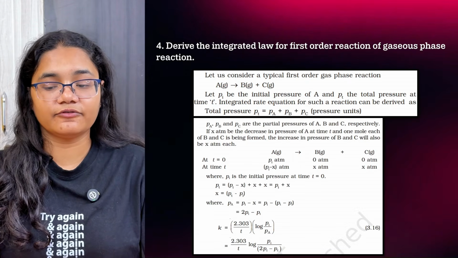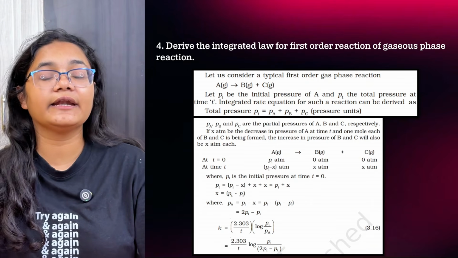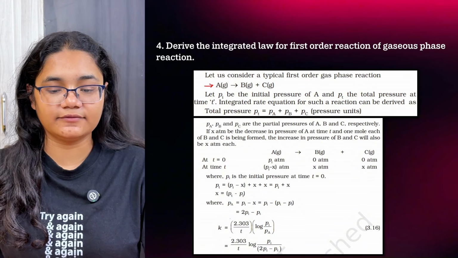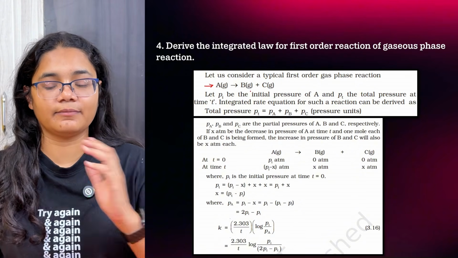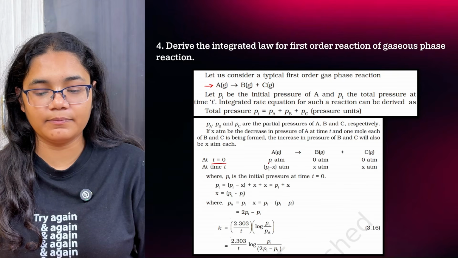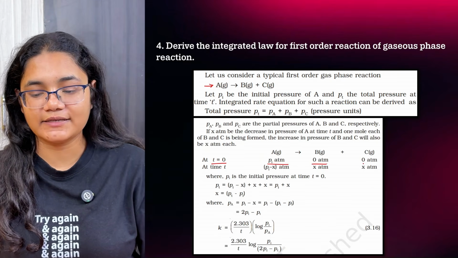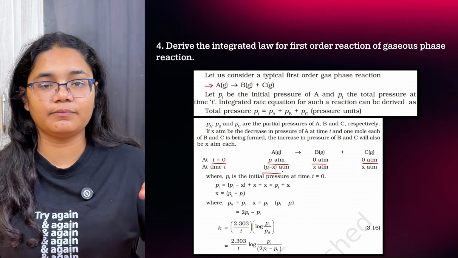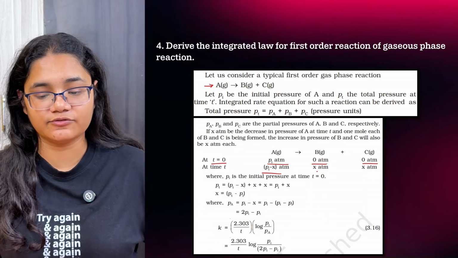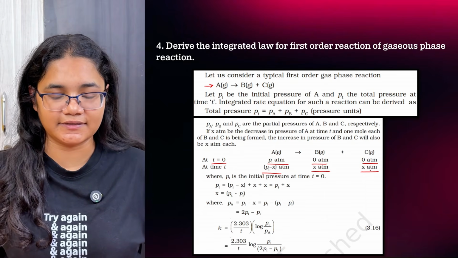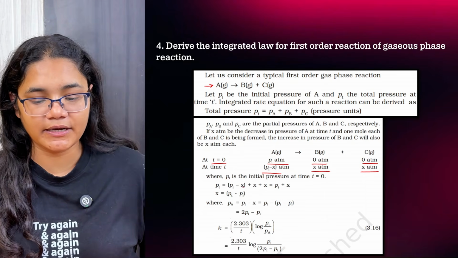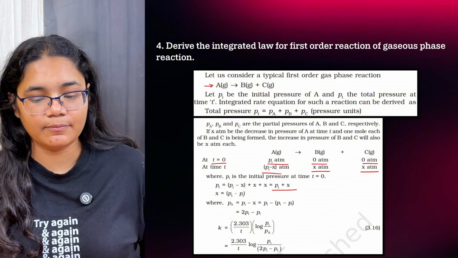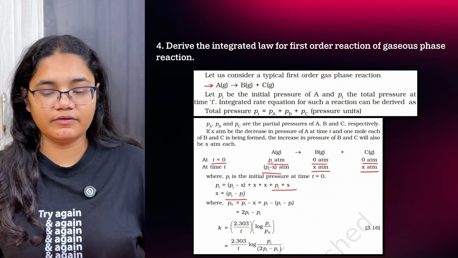Next we have the integrated rate law for a first order gas phase reaction. If you have a reaction like A gives you B plus C, and consider all of them are gases, then at t equal to 0, P1 is the pressure of A, and 0 and 0 are the pressures of B and C. Now x amount of A has reacted, so the pressure of A is now P1 minus x, B is formed, so x atm, and C is also x atm. So what is the total pressure here? P total is equal to P1 plus x. So what is the value of x here? Pt minus P1.